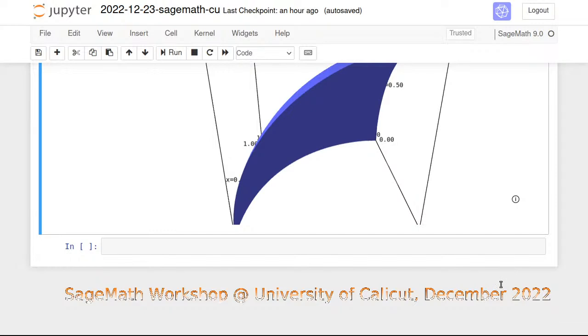So is it possible to find the intersecting point? What do you mean by finding the intersecting point? Intersecting point of what? So there is a question in the chat box. Is it possible to find intersecting point? I didn't understand what exactly you mean by the intersecting point.